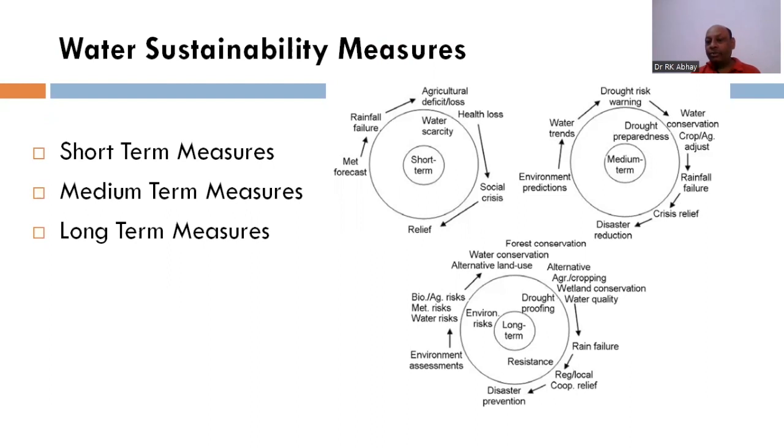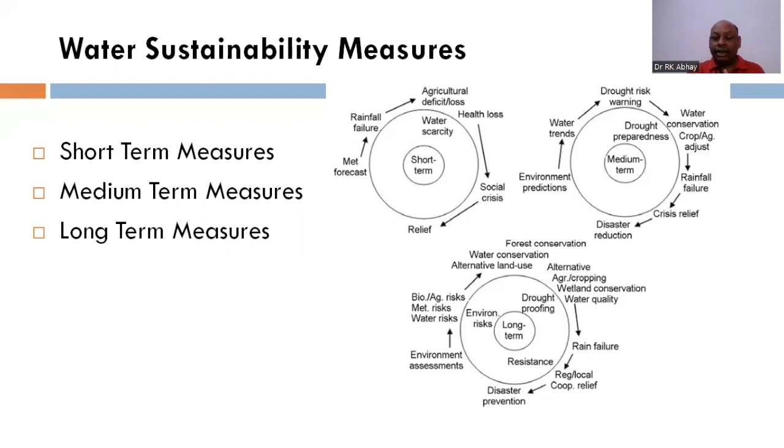In the medium term, we have to do drought proofing, environmental prediction, and study water trends and dwindling trends. We have to do crop adjustment and manage rainfall failure so that we are not in a disaster situation. And in the long term, we have to go for environmental assessment: what kind of environment we have, what kind of policies that particular environment requires, and what kind of land use will be suitable for that region. Accordingly, we should prepare policies, and then we should go ahead.